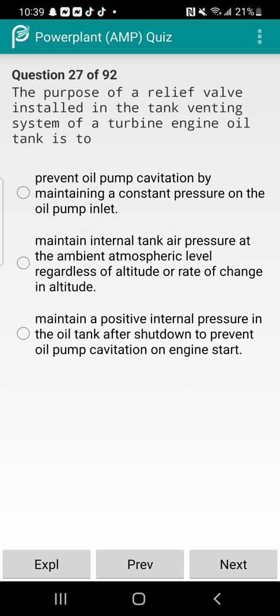The purpose of a relief valve installed in the tank venting system of a turbine engine oil tank is to prevent pump cavitation by maintaining a constant pressure on the oil inlet.